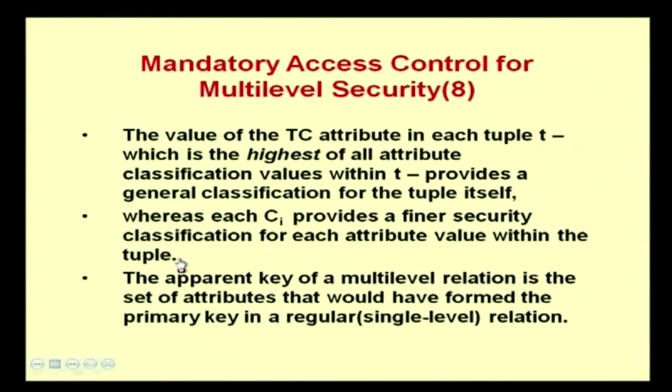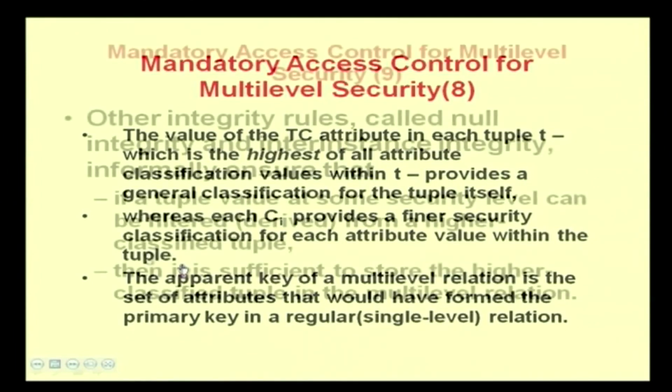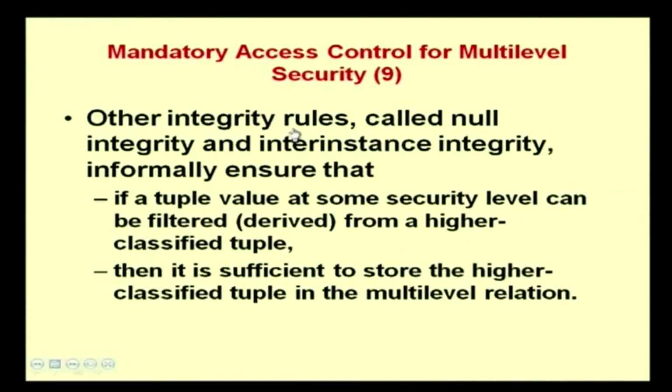The apparent key of a multi-level relation is a set of attributes that would have formed the primary key in a regular relation. Other integrity rules also exist, called null integrity and inter-instance integrity, which informally ensure that if a tuple at some security level can be filtered from a higher classified tuple, then it is sufficient to store the higher classified tuple instead of the multi-level relation.